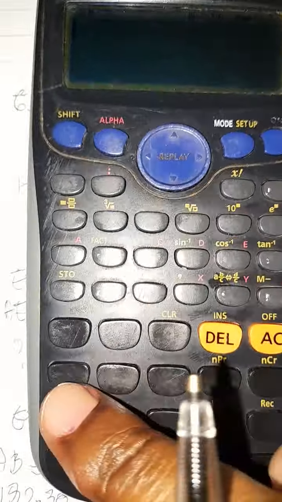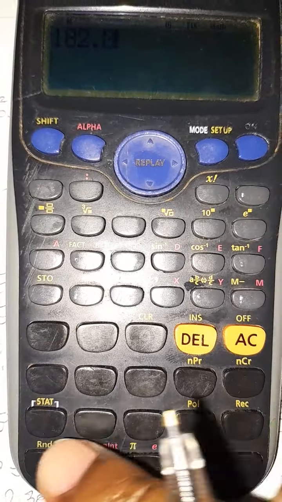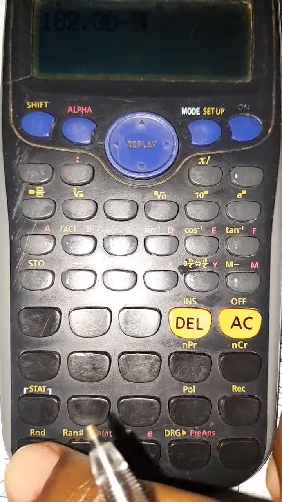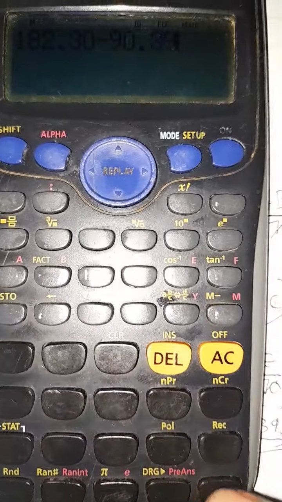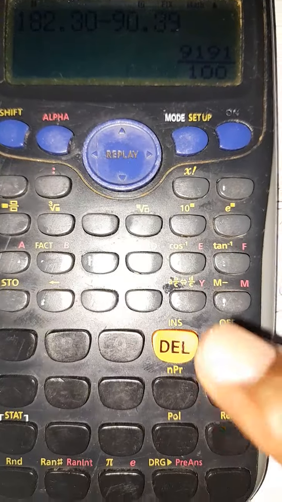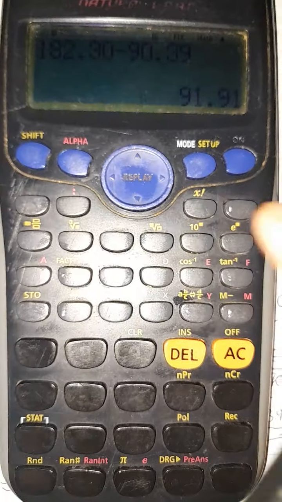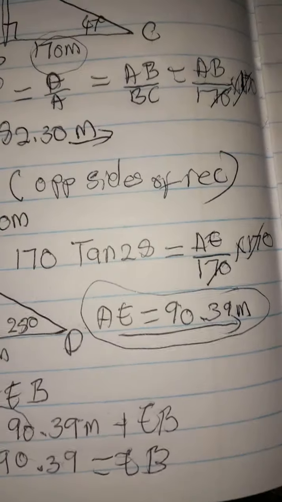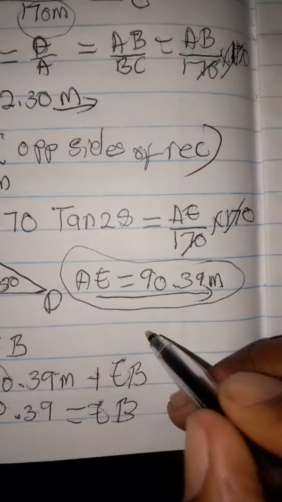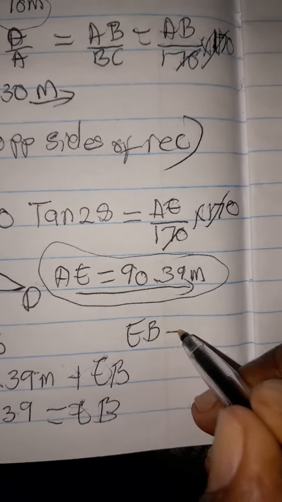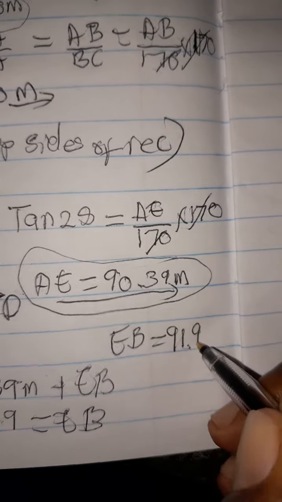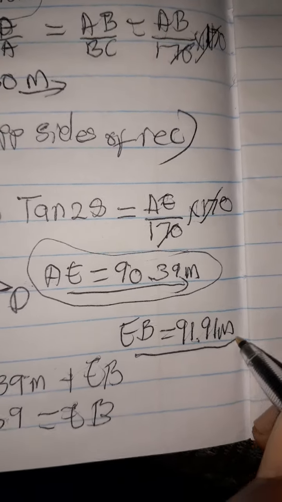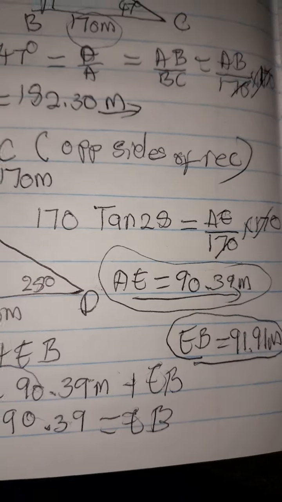Let me use the calculator now to calculate EB. So we have 182,30 minus 90,39. What is that? Correct to two decimal places, EB will be 91,91 meter.